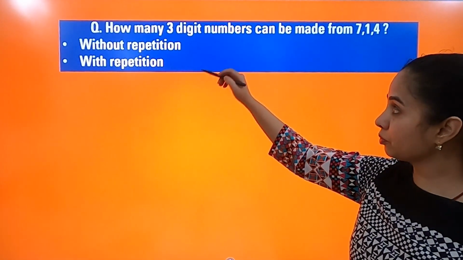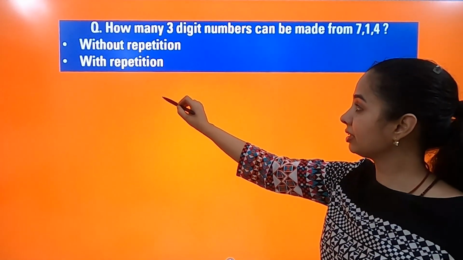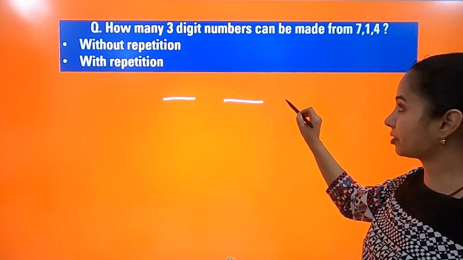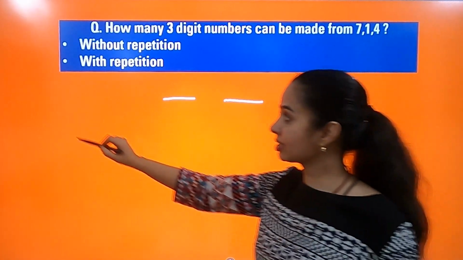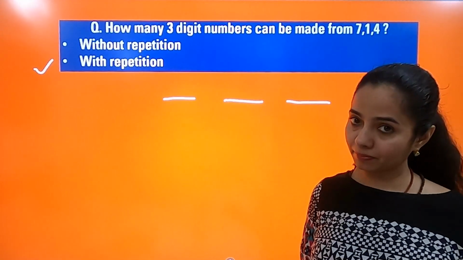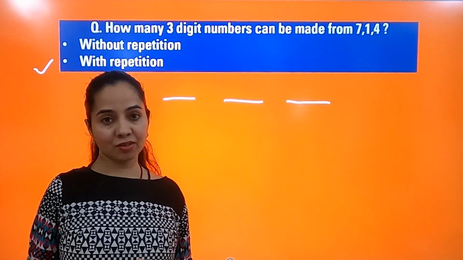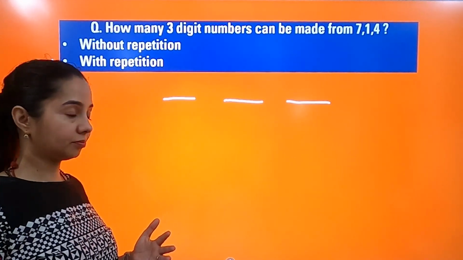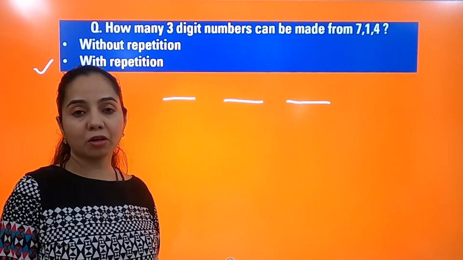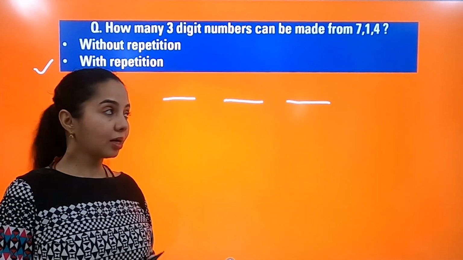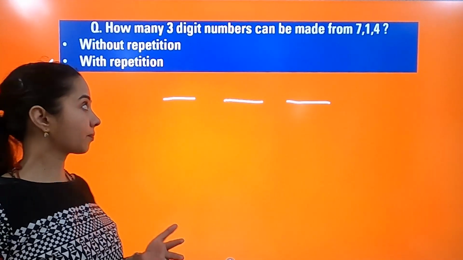So now we'll do another part of the same question, which says how many 3-digit numbers can be formed by using the digits 7, 1 and 4, but this time with repetition. If you wish, you can make all the possible combinations in the same way as we have done before, and actually see whether you could make all the combinations on your own or not. Otherwise, we can use the formula directly now since we know how it works.